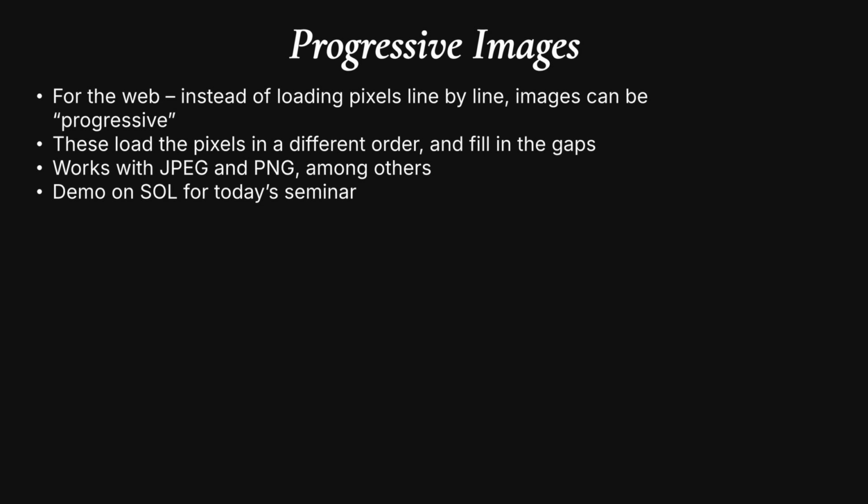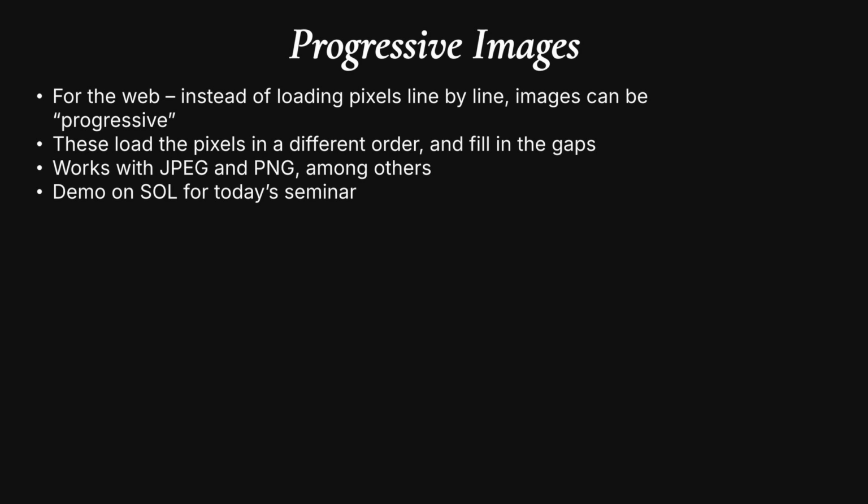And then finally, there is another thing that PNG and other image file formats do that we're going to demonstrate again today in the seminar. There's something called progressive images as well. Progressive are image file format tags, basically, that allow you to reconstruct the image in a different order.